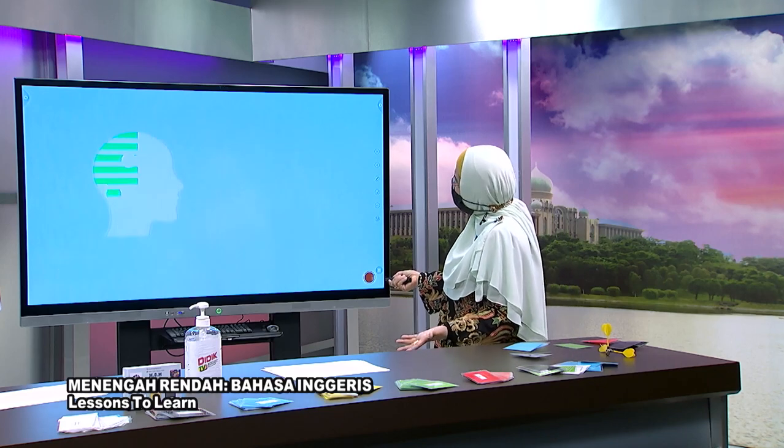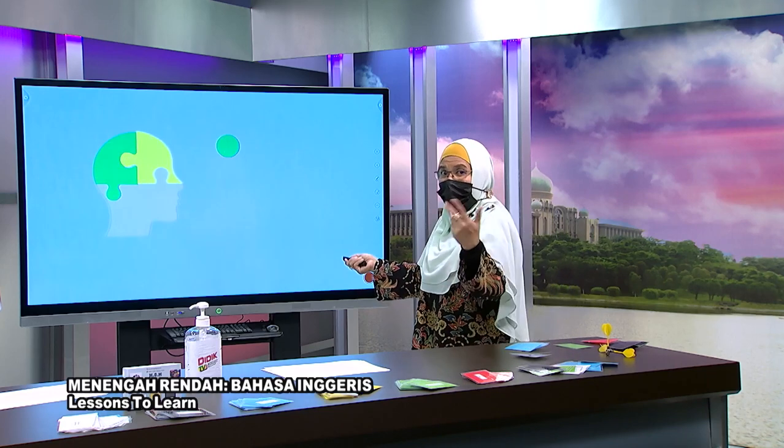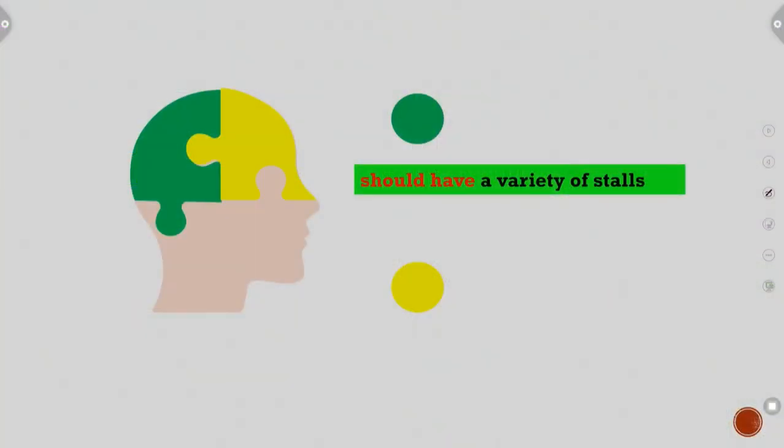Okay, so now let me just share with you the colors that our friends did earlier. Okay. So some of them gave a green color: should have a variety of stalls. Now, Chris, always remember, when you use green, it is a must to use a modal verb or semi-modal verb. So should is one of the examples of a modal verb. All right, so for yellow, that is positivity. Benefits. Chris, benefits, improve side income.